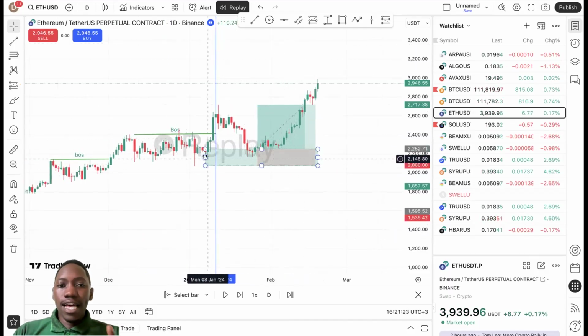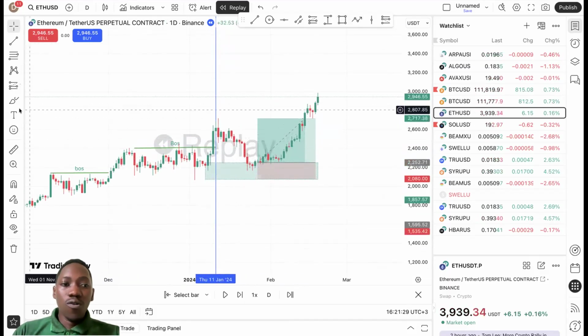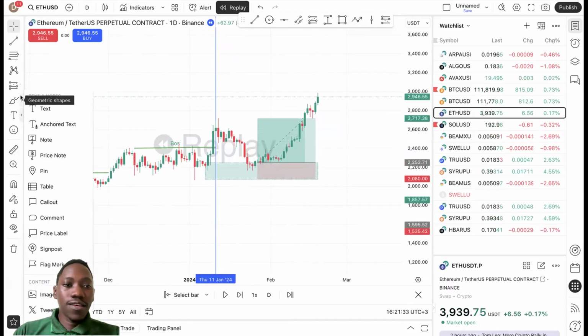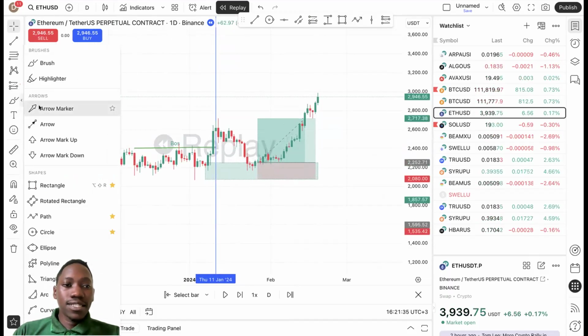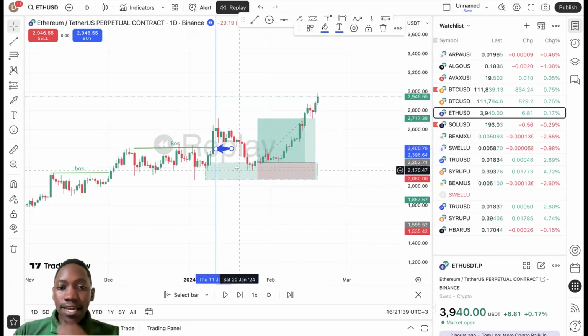Number one, I looked at the structure. Number two, I looked for my key level. Number three, I look for the supply zone. Let me show it to you here. The market inefficiency that was here. How do I see that market inefficiency?